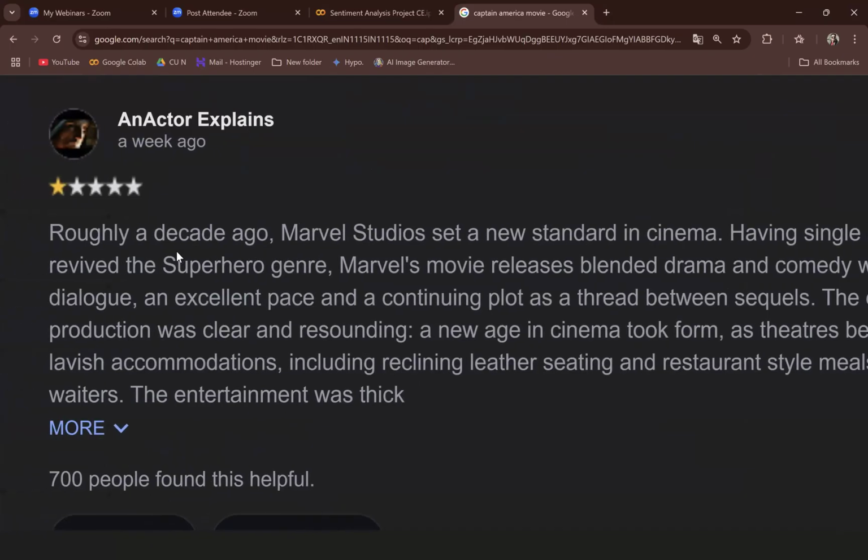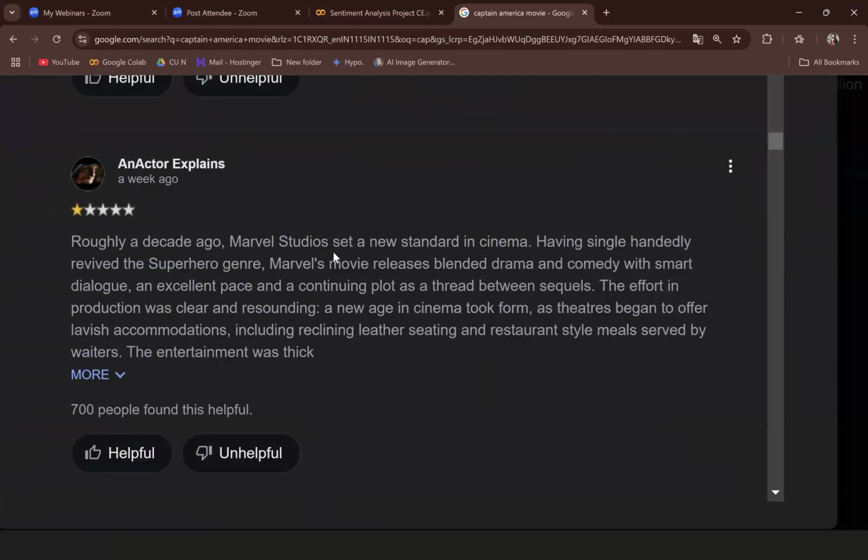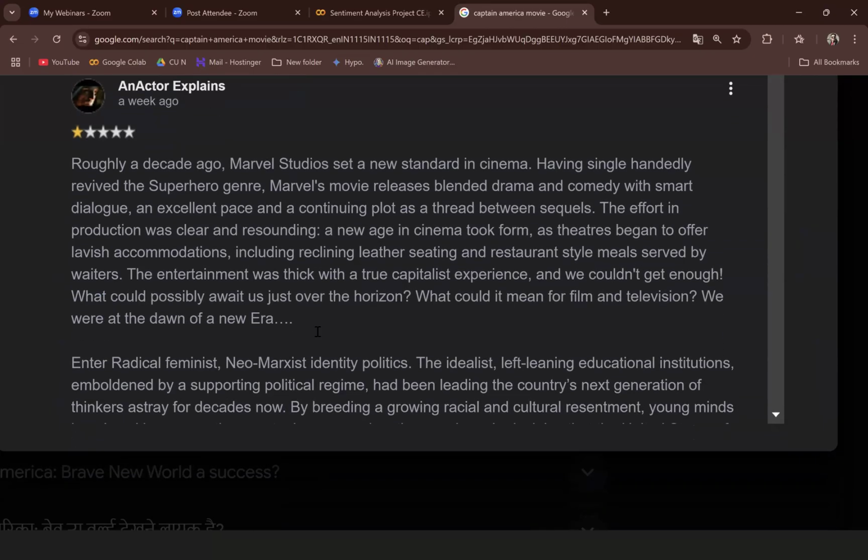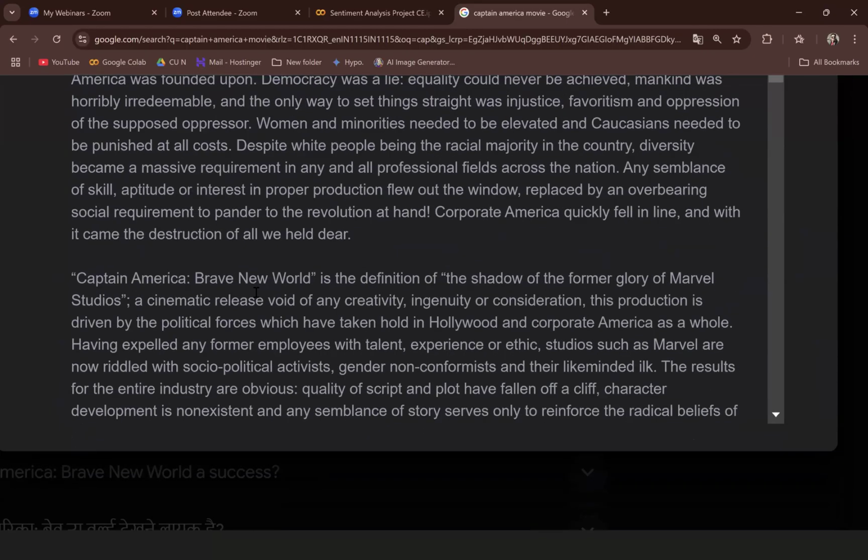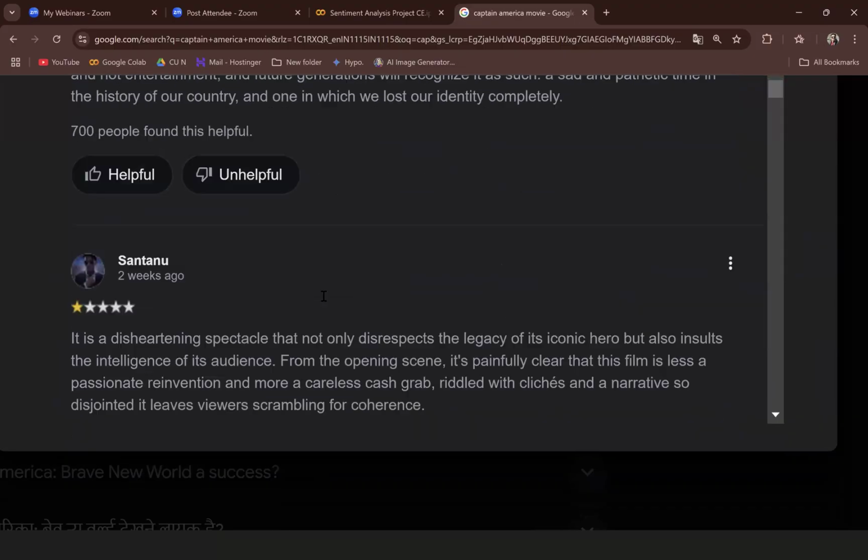Roughly a decade ago, Marvel Studio set a new standard in the cinema, having single-handedly revived the superhero genre. Marvel movies released blended drama and comedy smartly. The effort in production was clear. This is very big, so the main thing will be coming later. Anyways, I'll just go for it.